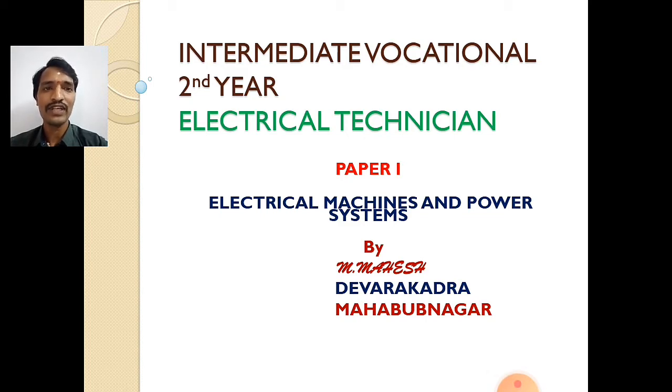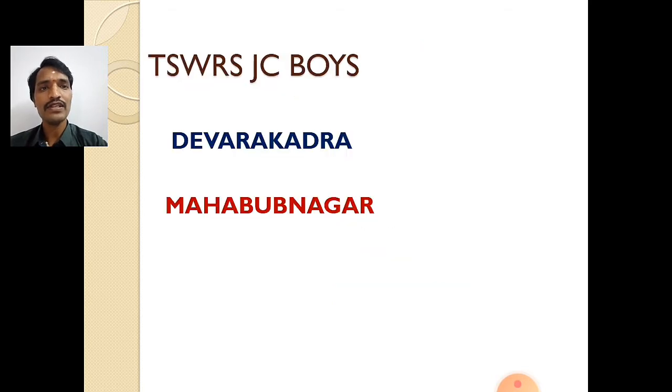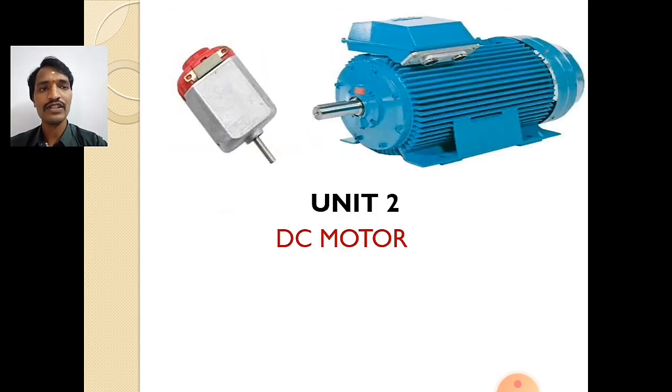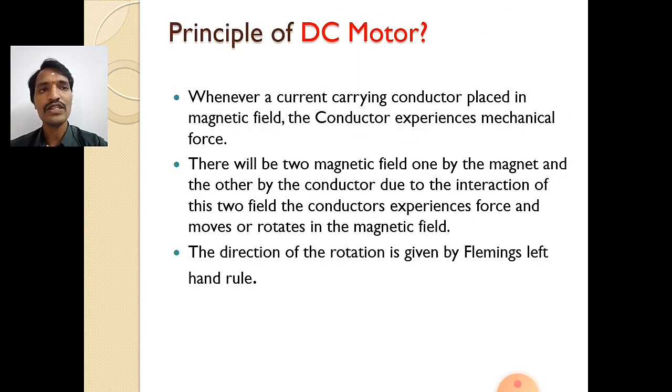Today in our electrical technician course we are going to study paper 1, that is electrical machines and power systems. In this we have already started our second unit, DC motor. In the previous class we discussed the introduction of DC motor. Now today's topic is the principle of DC motor.